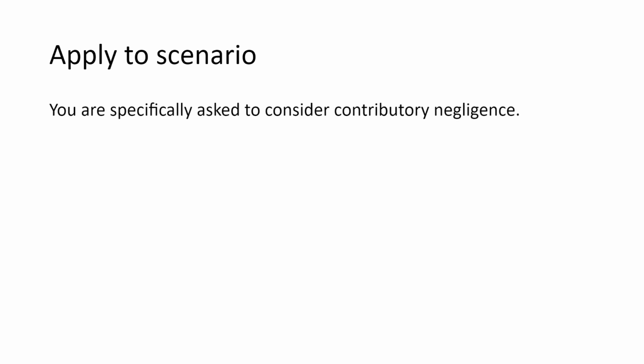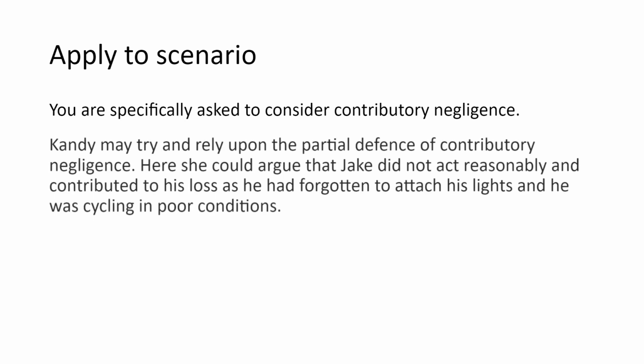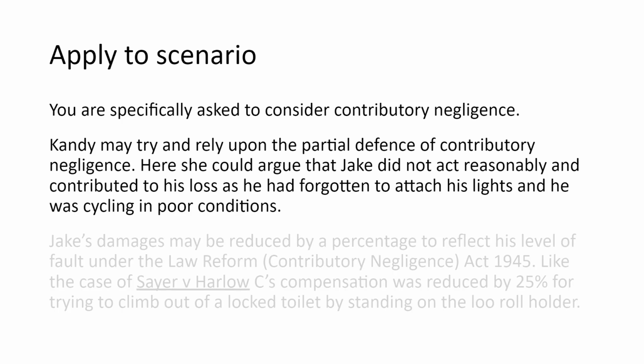So in this scenario, you've been specifically asked to consider contributory negligence. You may not be in a longer scenario. You may have to decide whether you need to include it. So here, remember it's Candy here because she is the defendant and she is going to say, well, I've got this defence. Candy may try and rely upon the partial defence of contributory negligence. She could argue Jake did not act reasonably and contributed to his loss as he had forgotten to attach his lights and he was cycling in poor conditions. So in that case, she could even say that he had contributed to the accident actually happening.